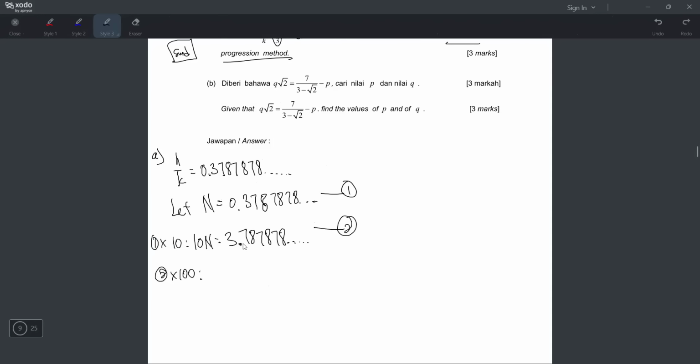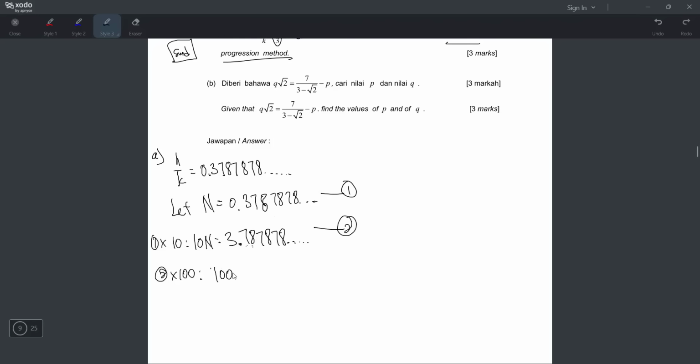So if they repeat after 1 digit, you times 10. But if it repeats after 2 digits, you times 100. If it repeats after 3 digits, you times 1000. So I times 100 because they repeat after 2 digits. You see, after the decimal, it repeats after 2 digits, 7 8, and then stop, and then 7 8 stop, 7 8.